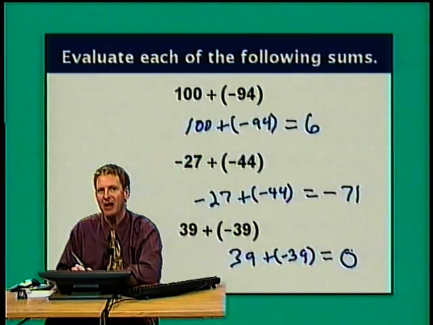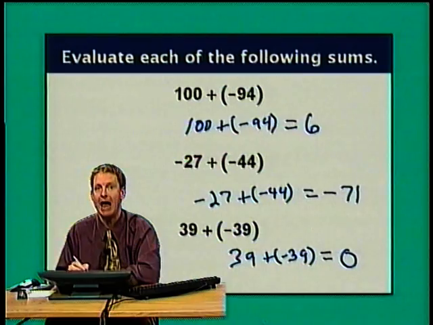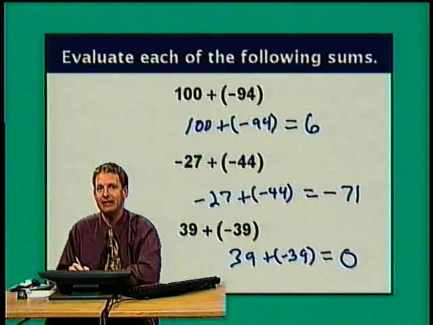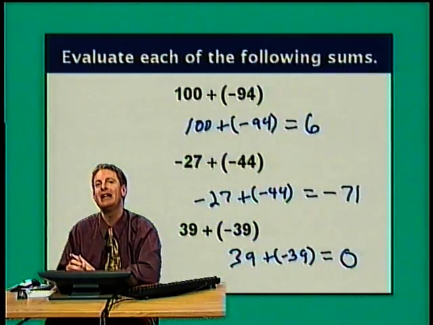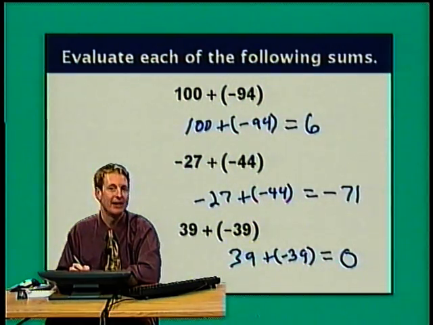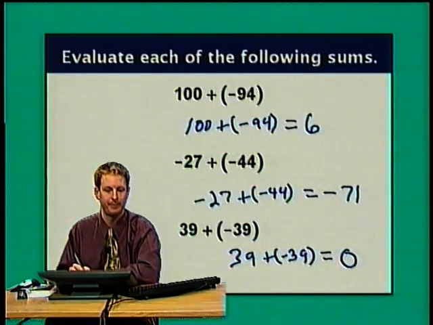Here's a little vocabulary review. When you have two numbers that add to 0, they're called additive inverses. And we call 0 the additive identity. Why do we call it the additive identity? Because it doesn't change the identity of a number when you add it. 7, add 0, 7's feeling good, it's still 7. It doesn't affect the identity of 7 when you add 0.